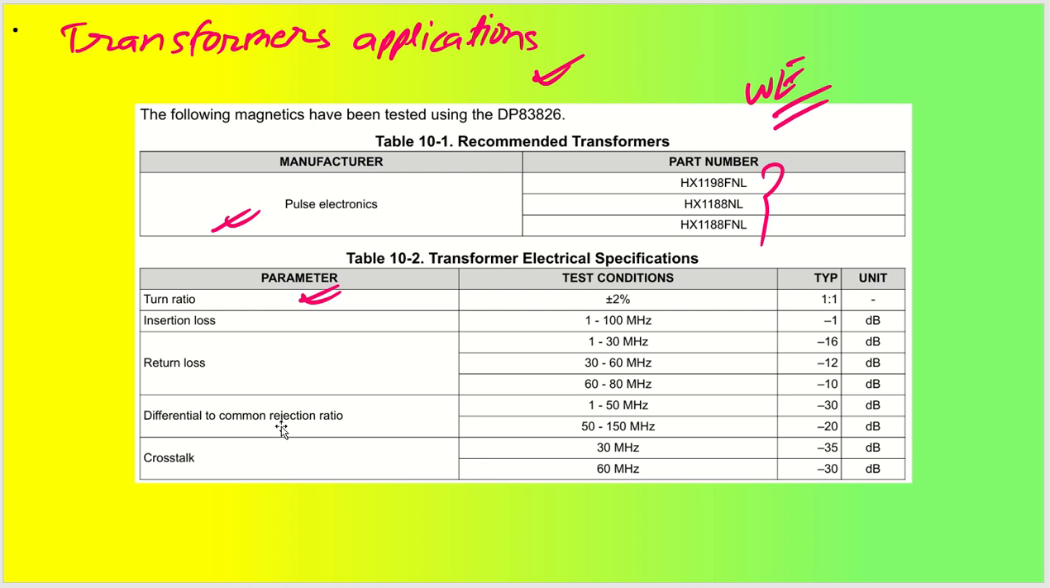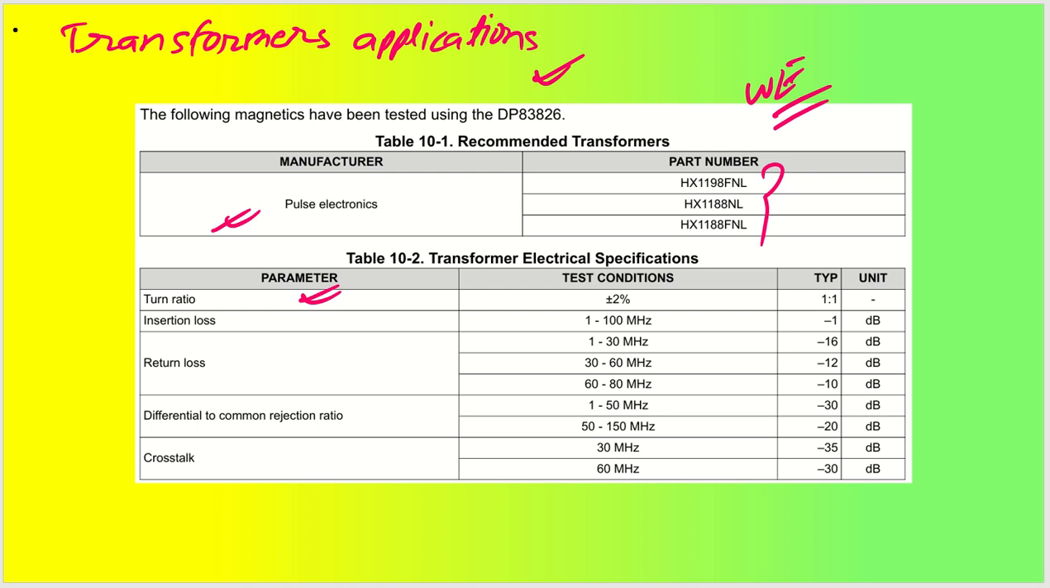Then we have the differential to common mode rejection ratio. For 1 to 50 megahertz, it is minus 30 dB, and for 50 to 150 megahertz, it is minus 20 dB. If you talk about crosstalk, you can try and see it in the eye diagram. For 30 megahertz it is minus 35 dB, and for 60 megahertz it is minus 30 dB.